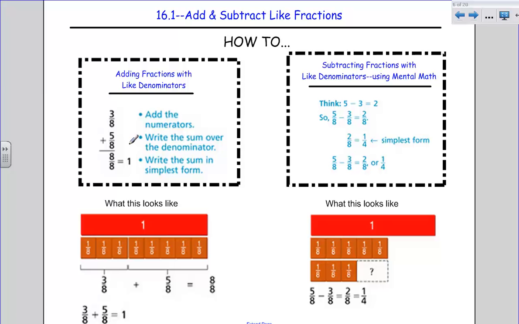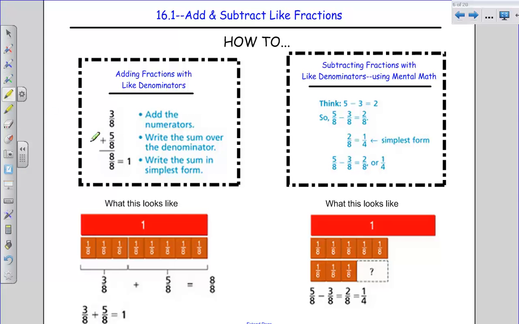Alright, so the first thing we're going to look at, we've already talked about what fractions are, how to write a fraction, simplest form, etc. So now we're actually going to do something with the fraction. We're not just going to write it in simplest form. We're actually going to add or subtract fractions. So this is how we're going to add fractions with like denominators.